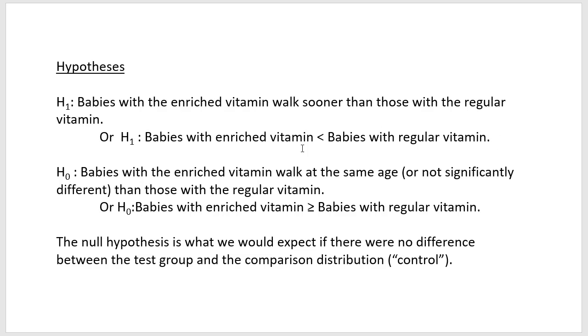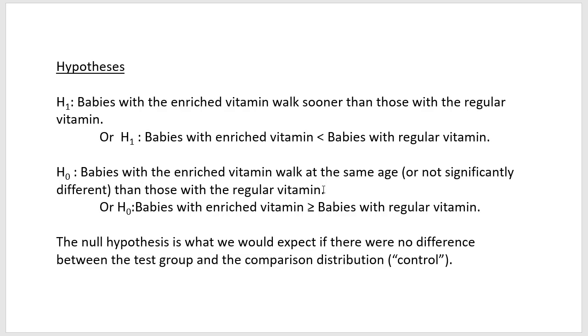The null hypothesis is the hypothesis that is true if there is no difference. So if the vitamin didn't make a difference in the walking age, then babies with the enriched vitamin will walk at the same age or not significantly different than those with the regular vitamin. The null hypothesis has some wiggle room in there. Babies don't have to walk at exactly 14 months in order to be like the null hypothesis group or the comparison distribution. All they have to do is not walk very much differently than those other babies.